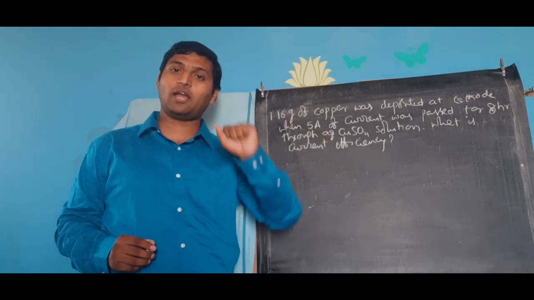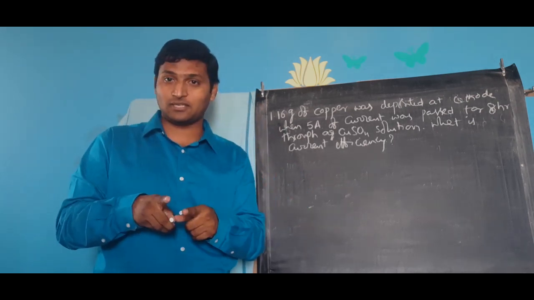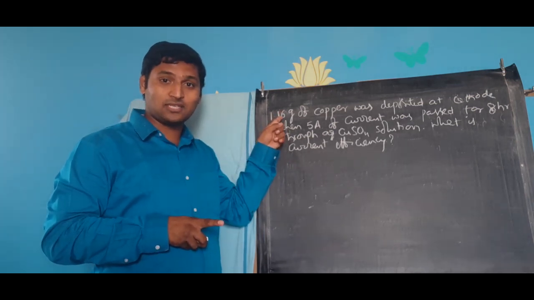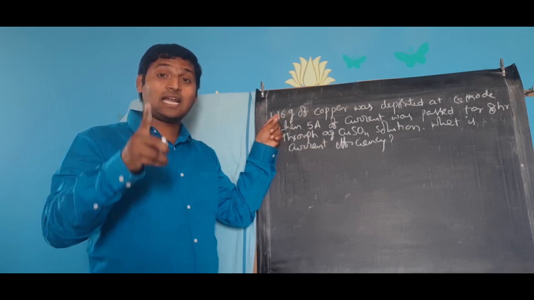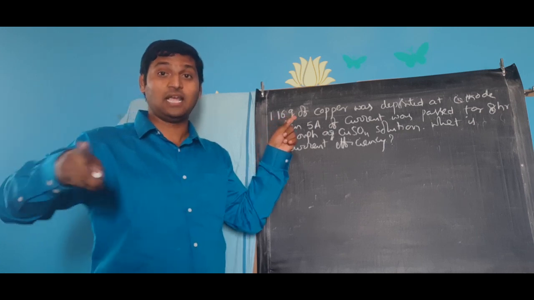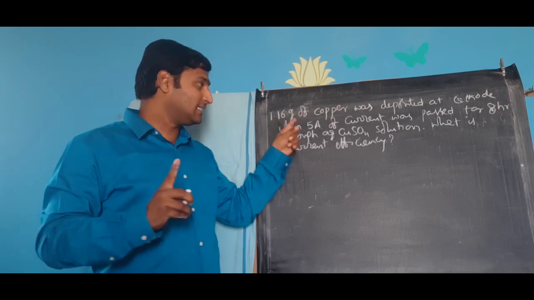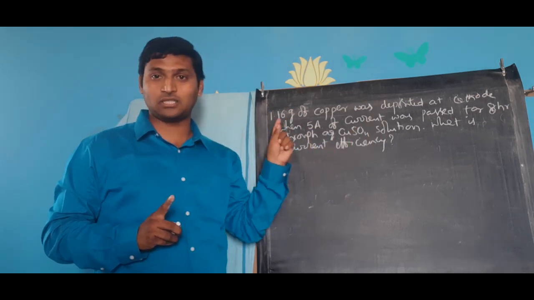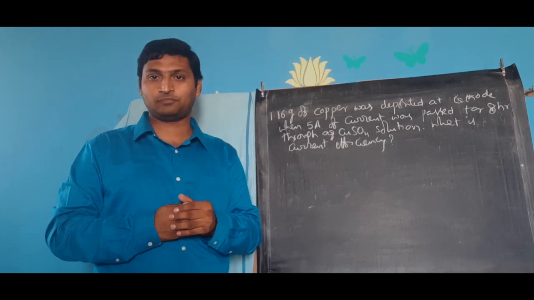So you know the equivalent mass, you know the current, you know the time, so you can find the mass of the substance deposited. But still, he has given the mass of the substance deposited. What does it mean? The amount of substance deposited might not be as expected from Faraday's laws. So when he is giving the amount of substance deposited while giving all other parameters, that means he is talking about a less efficient process automatically.